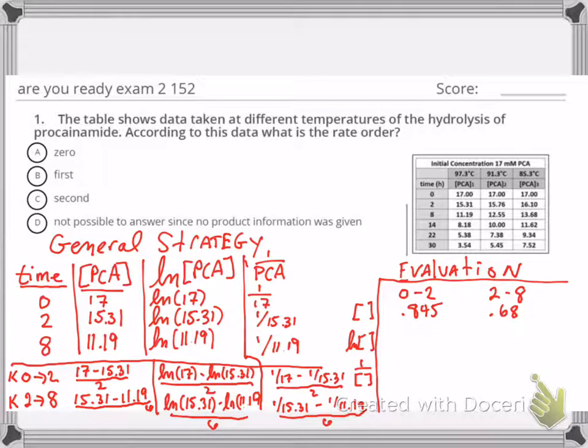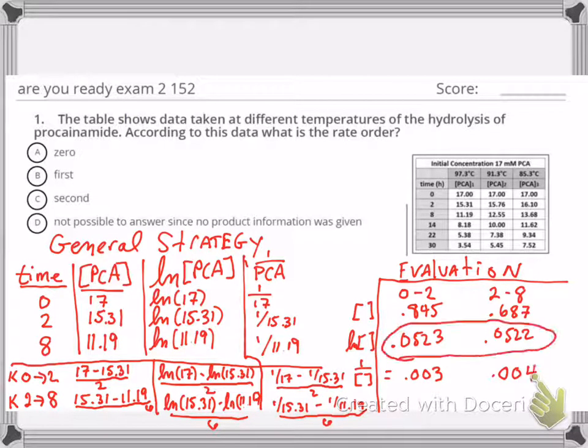So for the concentration versus time, which is zero order kinetics, we see that this data set does not represent zero order kinetics. We do the same thing with the ln, and we see we get the exact same value for K, independent of whether we take the time point 0 to 2 or 2 to 8. And then when we do the first order, second order analysis, we see that it's not the same.